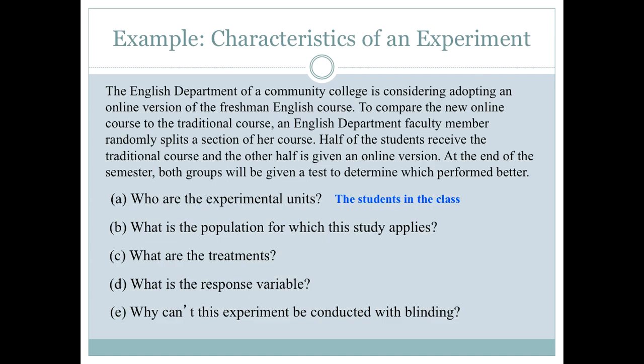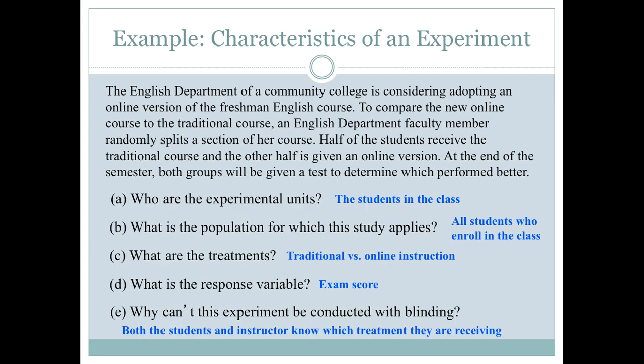So the experimental units in this case are the students that are actually in the class. The population for which the study applies would be all students who enroll in freshman English course. The treatments are going to be the traditional versus the online instruction. The response variable would be the actual exam score. And why can't this experiment be done with blinding? Basically, a student is going to know if they're in a face-to-face class or an online class. And the instructor is also going to know if they see that student or if that student is just online. So there's no way to keep that a secret.